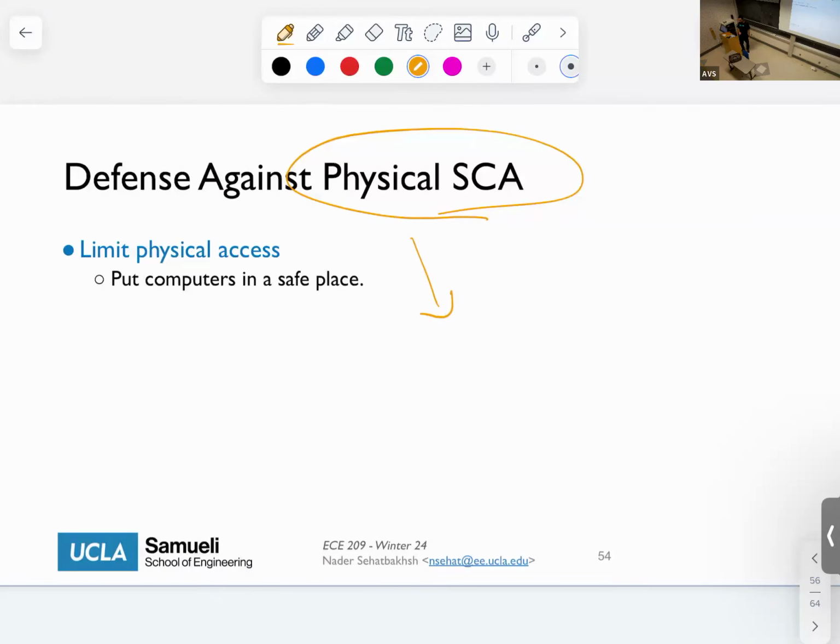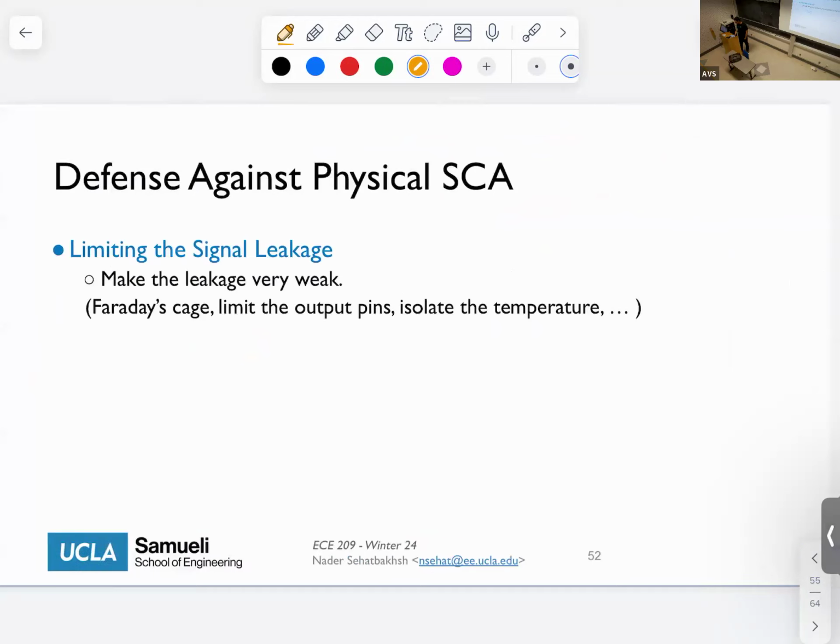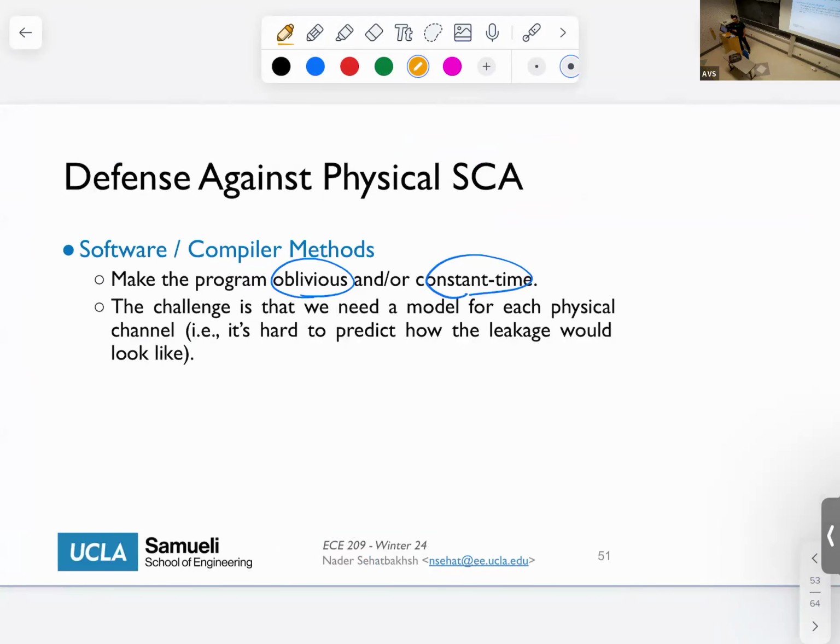All right, so that's kind of it with the defenses. If you're interested, there are a whole bunch of works in any of these areas, and I definitely recommend you take a look at them. For example, oblivious programming and constant time programming is a very interesting area of research.